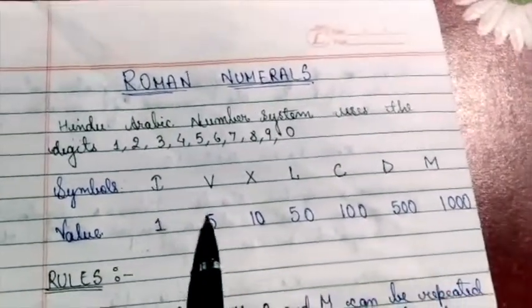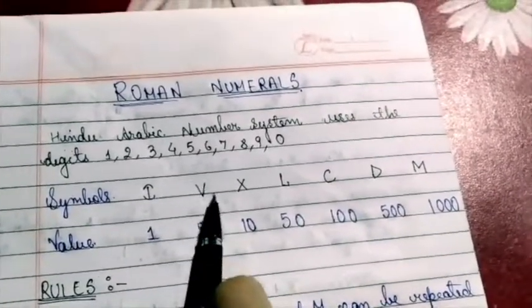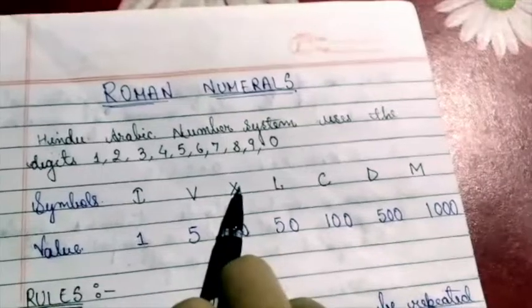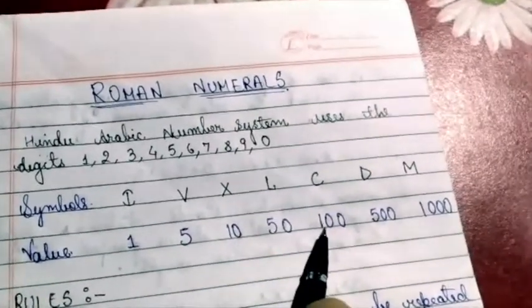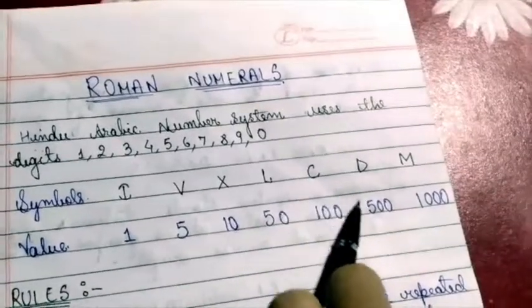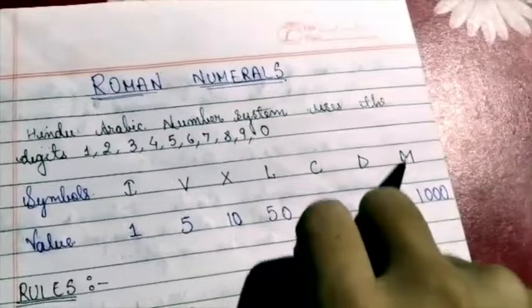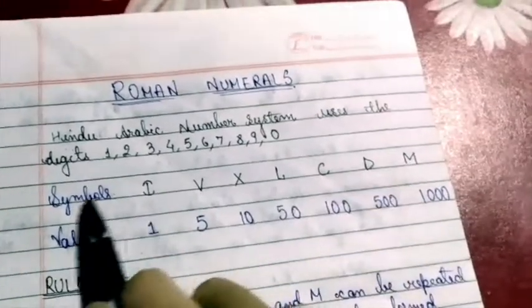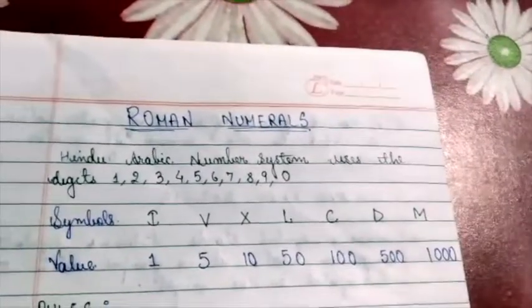For the symbol 5, we use V. For 10, we use X. For 50, we use L. For 100, we use C. For 500, we use D. And for 1000, we use M. These are the main symbols we use for the numbers.